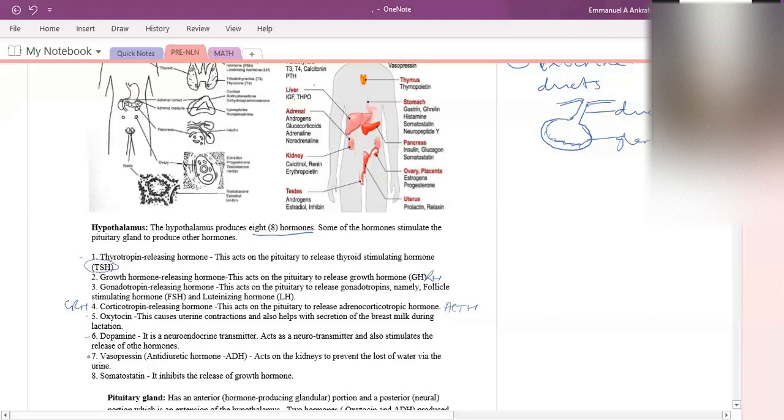Then we have something called vasopressin. The common name for it is Anti-Diuretic Hormone, ADH for short. All right. This acts on the kidney to prevent the loss of water through the urine.